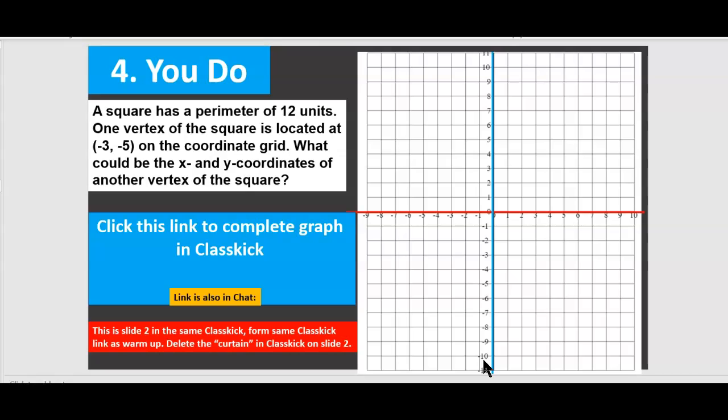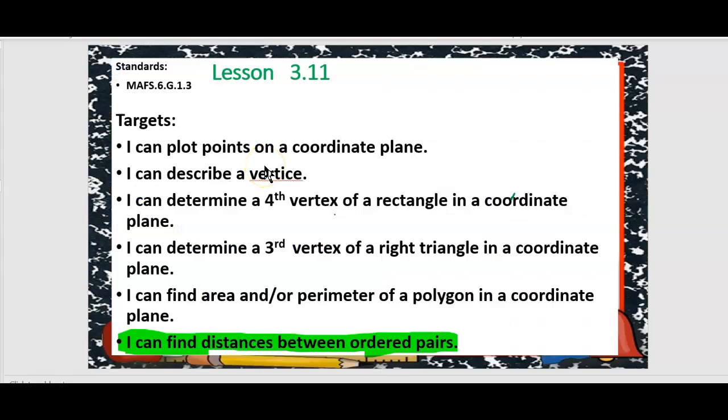I was going to have you go to a class kick and do this during class, but we didn't even get close to doing this one. Could be a fun assignment, though. Okay. Last thing to do, find distance between ordered pairs. That's going to be a whole nother video.